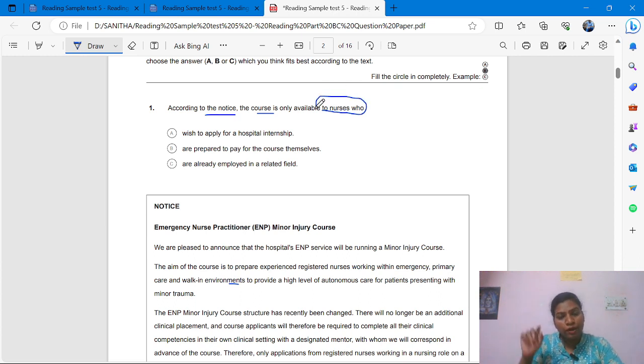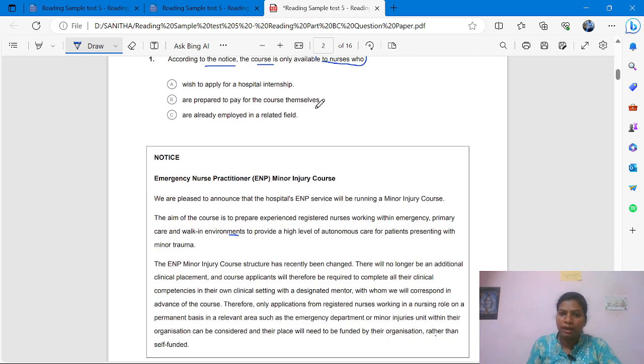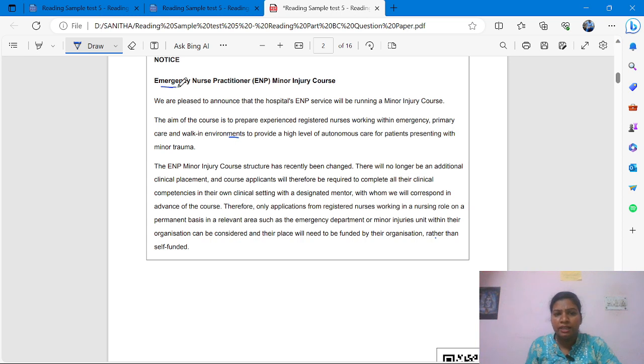Then what do you have to do? First, you have to read the question. Then you have to come to the paragraph. Read the titles: the Emergency Nurse Practitioner minor injury course. After that, you have to read the paragraph. We are pleased to announce that the hospital's ENP service will be running a minor injury course.